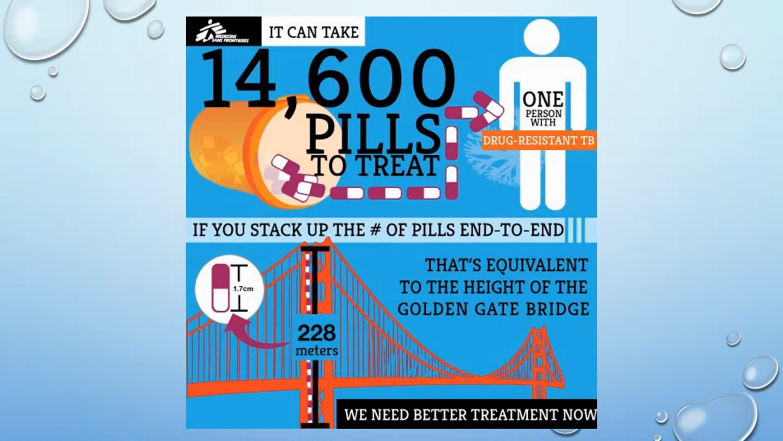It can take 14,600 pills to treat one person with drug-resistant TB. If you stack up the number of pills end to end, that is equivalent to the height of the Golden Gate Bridge. Drug resistance arises due to improper use of antibiotics and chemotherapy of drug-susceptible TB patients.